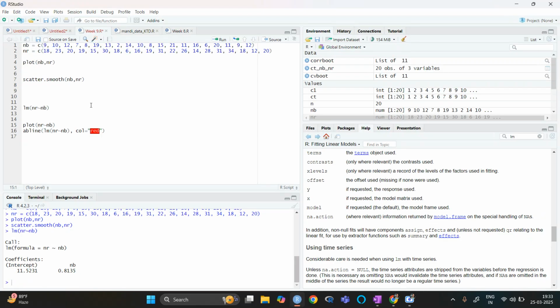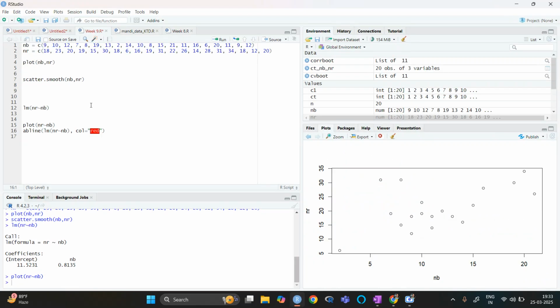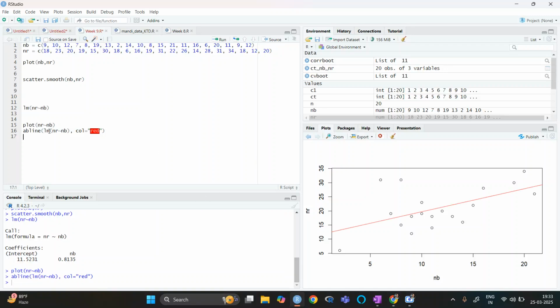Right? Now, we were first plotting our data and then this. So I have plotted lm of NR on NB and I have made its color red. So you can see that this one is the best fitted line. This one is the regression line. Got it? So this is our regression line. Now, after finding the regression line, what do we have? We have the coefficients, which we already know.